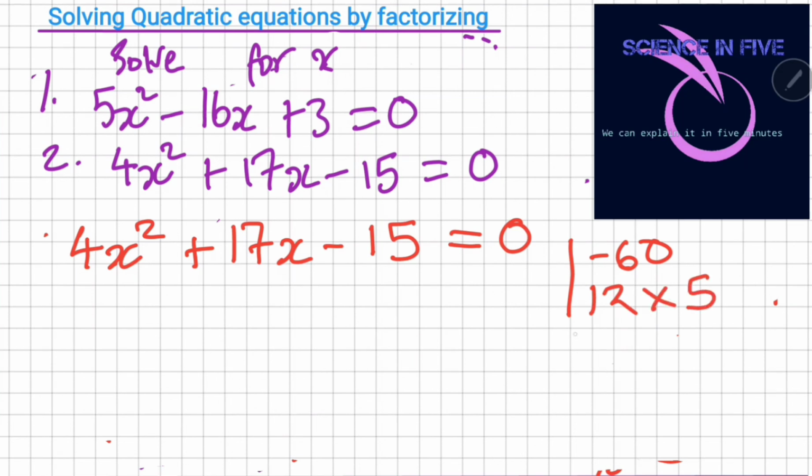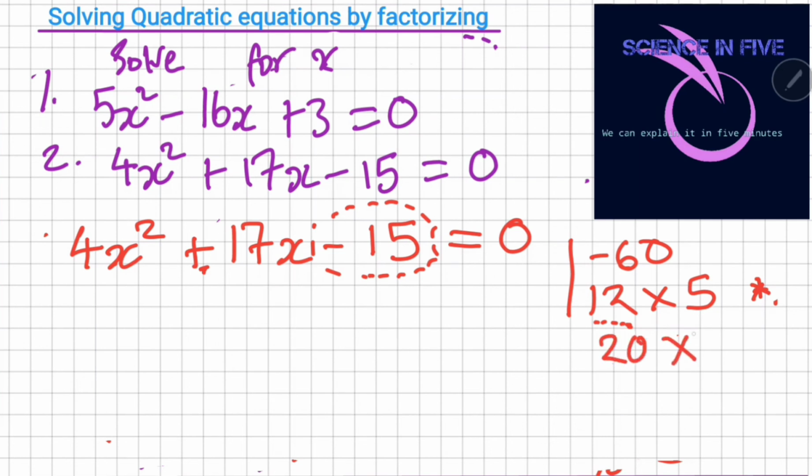But the thing about 12 times 5 is that I can see that the last term is negative. So one of these factors has to be negative. The middle term is positive, so it's the big factor that is positive. So 12 minus 5 will give me 7. So 12 and 5 is not working. What other factors of 60 can I get?